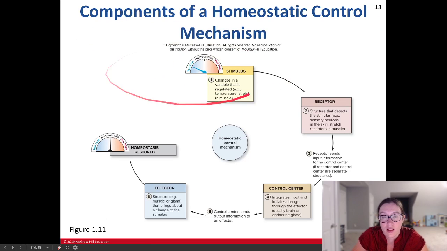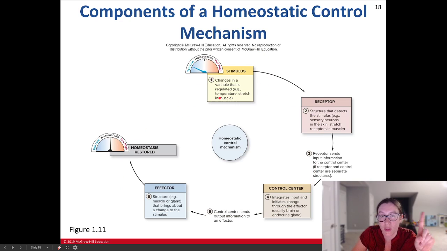And so this is a general sort of homeostatic control mechanism. It's empty. It doesn't give us any exact examples. But in the rest of our book, we'll see these pictures here where we have the stimulus, receptor, control center, and effector. And we'll see these in many different chapters to talk about many of the homeostatic control mechanisms we have. So you do want to make sure that you know how these work together and what the order of this is.